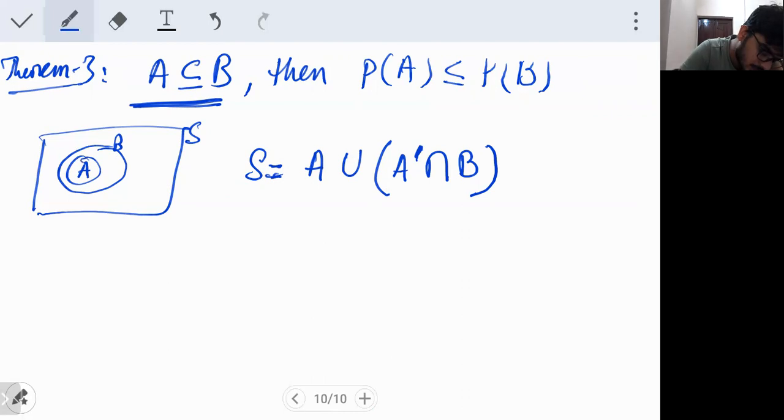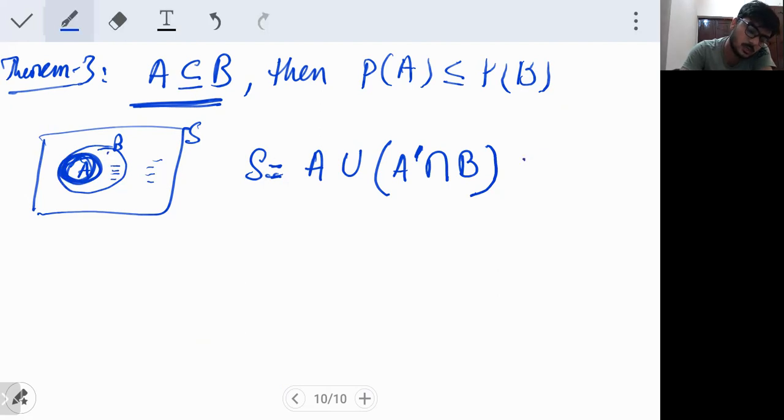I'll explain how. If this is A, whatever is left is A dash. So A dash includes this portion as well as this portion, right? So if it includes this as well as this portion, that means this is A dash, and what we need is A dash intersection B, and the B will be the common part of it. That will be this portion, right? How to find it? And this will not be equal to the sample space itself.